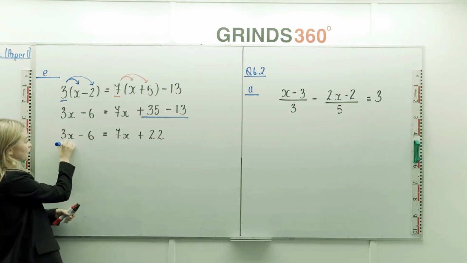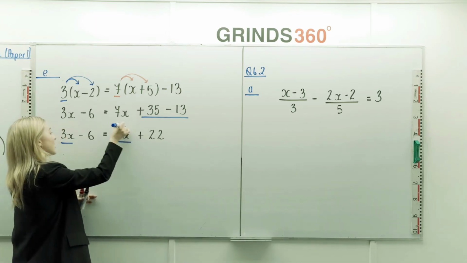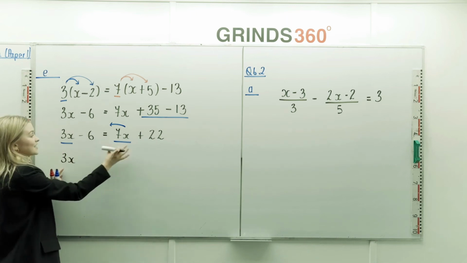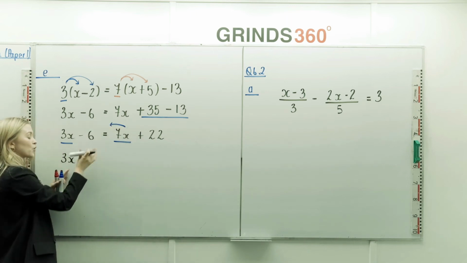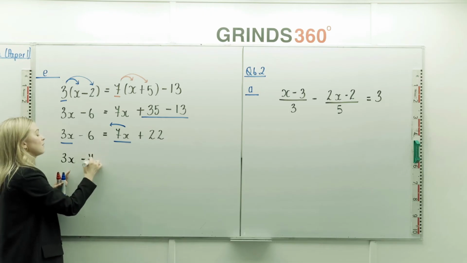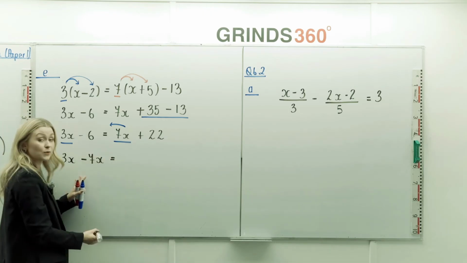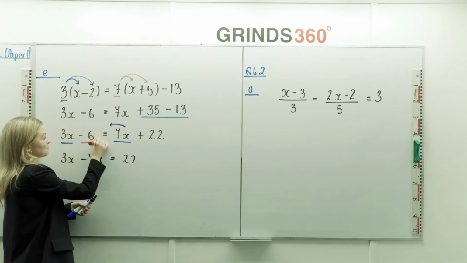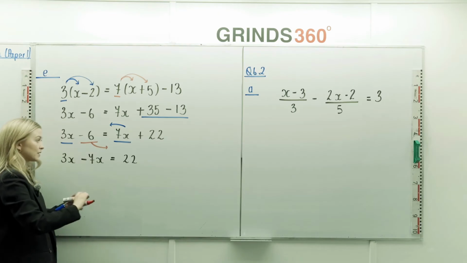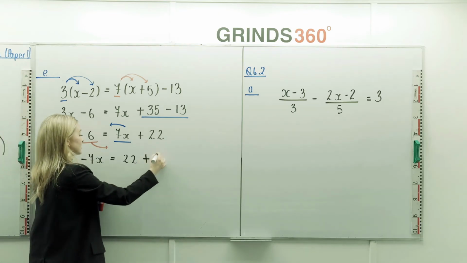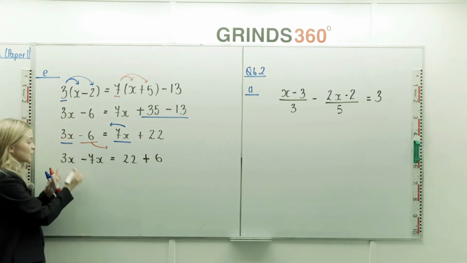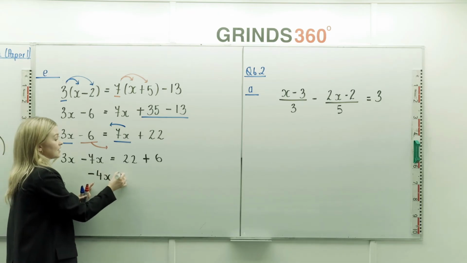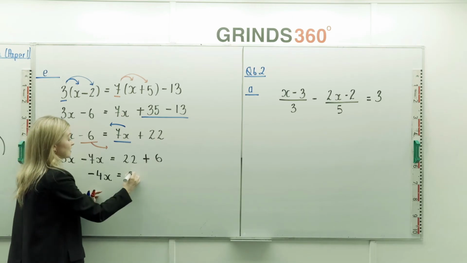So anything with an x, I have 3x over here. I'm going to take my 7x and bring it across the equals sign. On the left hand side here, I'll be left with 3x. Take this positive 7x, bring it across that equals sign. It becomes minus 7x is equal to. Here we have 22. Take this minus 6, bring it across my equals sign, and it's going to be plus 6. So we have 3x minus 7x is minus 4x, is equal to 22 plus 6 is going to leave me with 28.